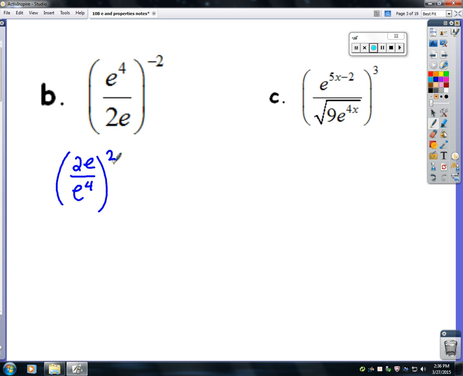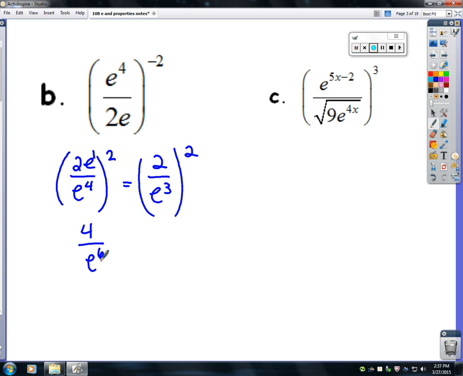Inside my parentheses, remember this is e to the first, I can simplify inside my parentheses. So I'm going to have 2 over e to the third, all squared. Now finally square everything in my parentheses. So 2 squared is 4, and e to the third squared is e to the 6th. So there's my final answer. So you want to get rid of parentheses, get rid of negative exponents.